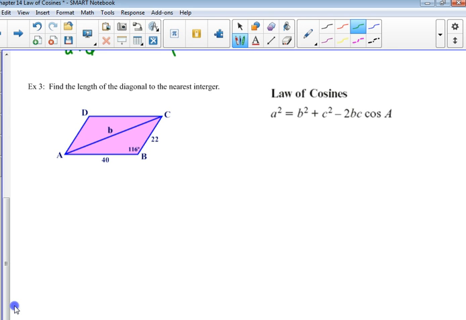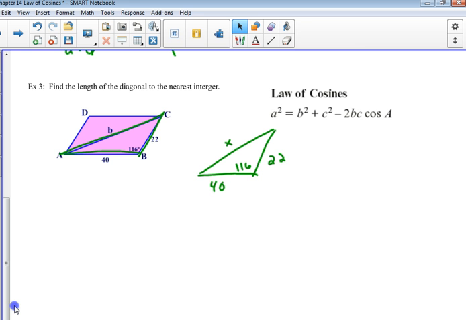If you see the parallelogram, don't be confused with what they're asking you for. You're not asked about the area, they're just looking for the diagonal. So if it helps, take out the triangle that you're working with. You don't need to use the entire thing. Here's your 116. Here's your 22. I don't know what that diagonal is. How many sides do we have? We have 3 sides, 1 angle.